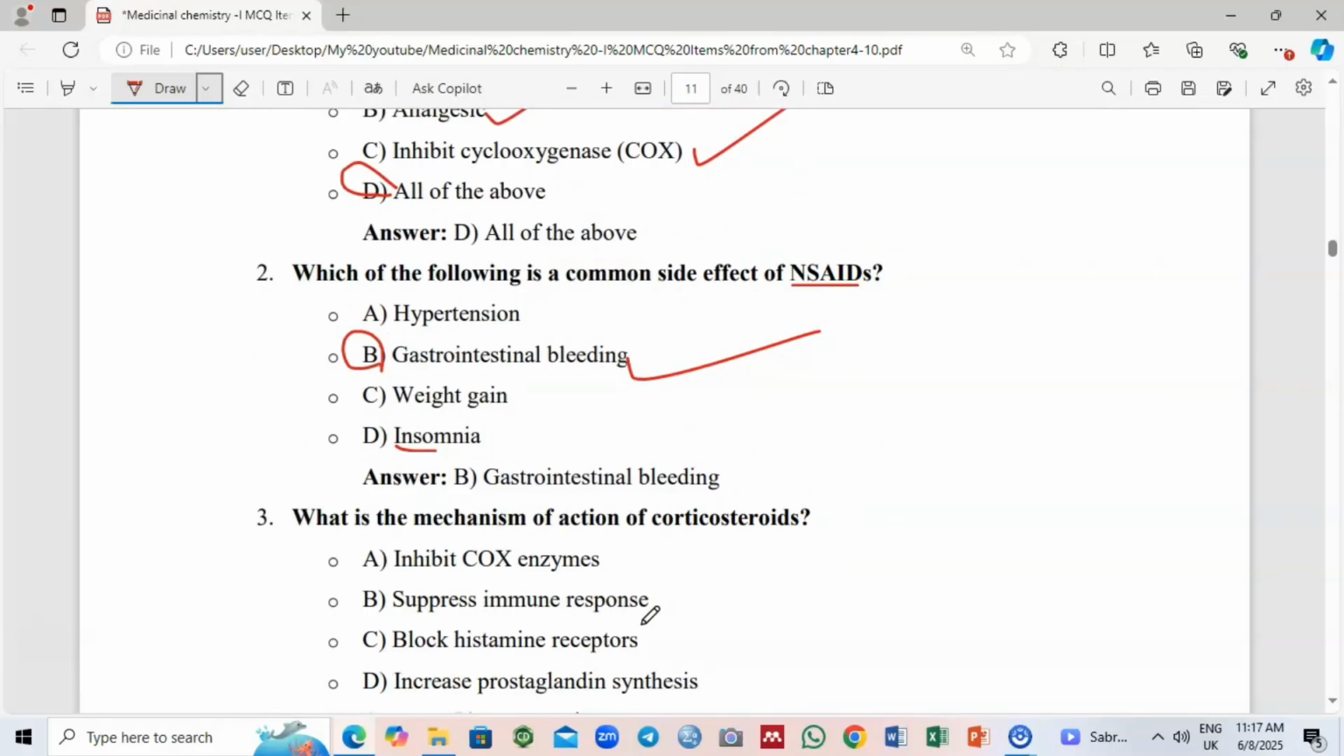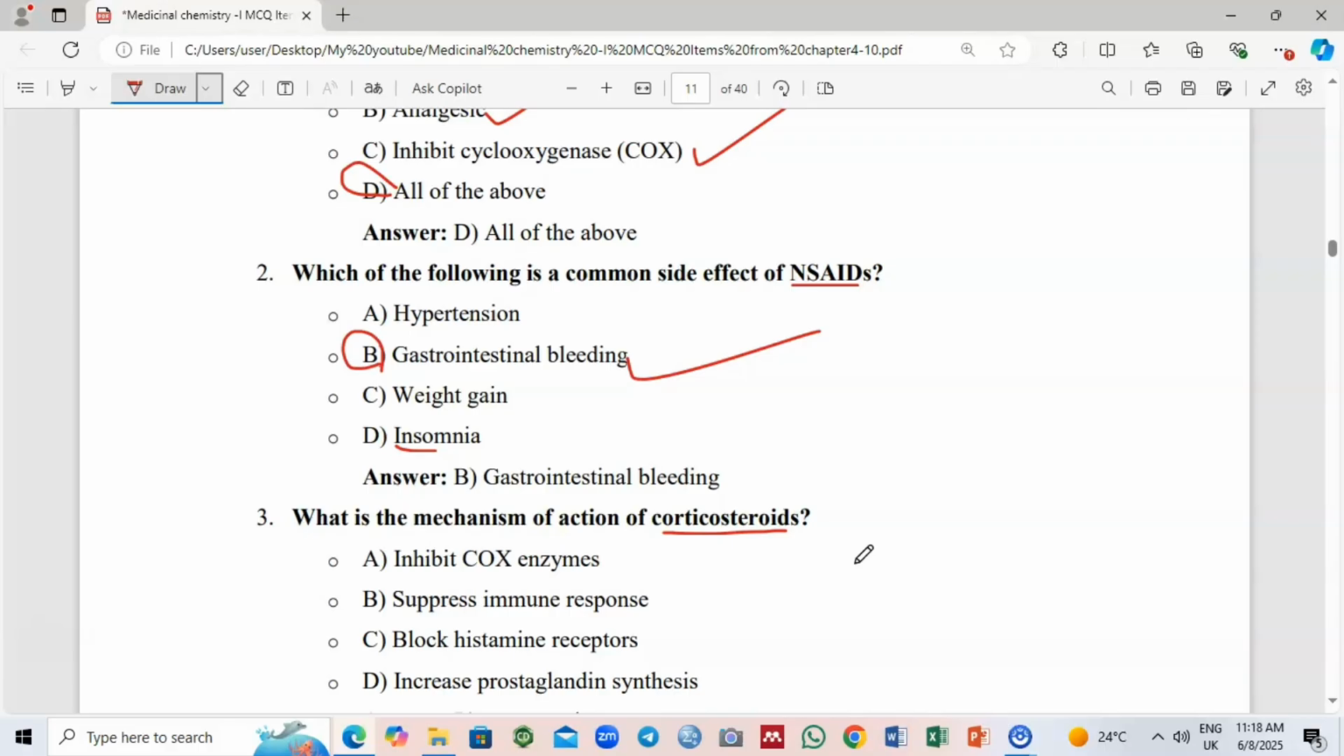Question number 3 says, what is the mechanism of action of corticosteroids? A, inhibits cyclooxygenase; B, suppresses immune response; C, blocks histamine receptor; D, increases prostaglandin synthesis. Before that, it is important to define corticosteroids as a class of steroid hormones produced mainly in the adrenal cortex. They are used to treat a variety of medical conditions.